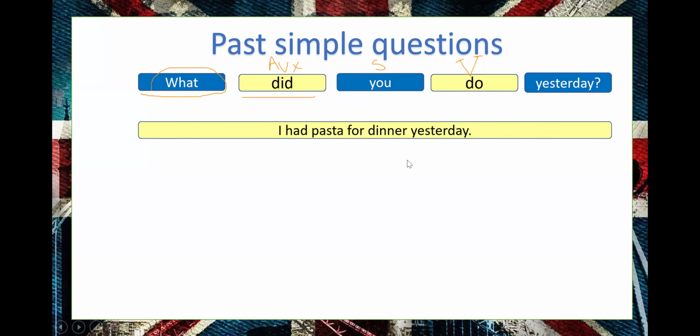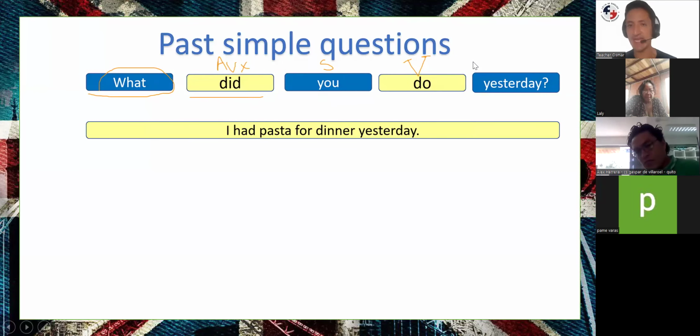For example, I had pasta for dinner yesterday. Here, my dear students, I have the answer. Vamos a hacerlo ahora diferente, ¿ok? Tengo una respuesta. I've got an answer. ¿Cuál sería? What would it be the question for that answer? Tell me, Alex, what would it be the question for that answer? What did, a ver, I had pasta for dinner yesterday.